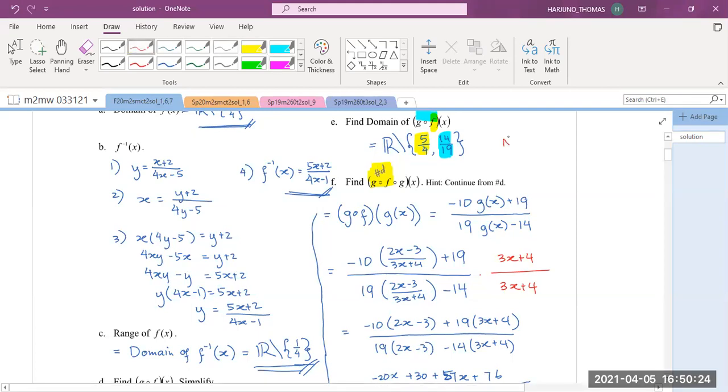So what happened if I ask this one here? Note. What happened if I ask F compose G compose F instead? Then you can see that as F of G compose F, where this is what you get from part D. Okay, so you put that into F instead. Think of that as if it's a Lego.